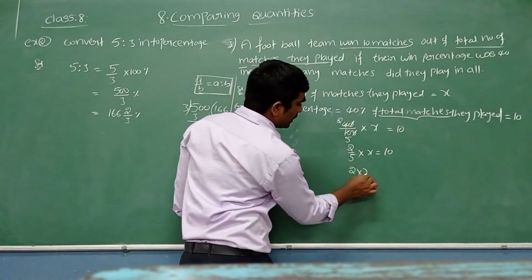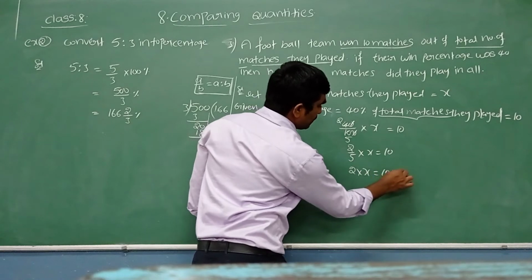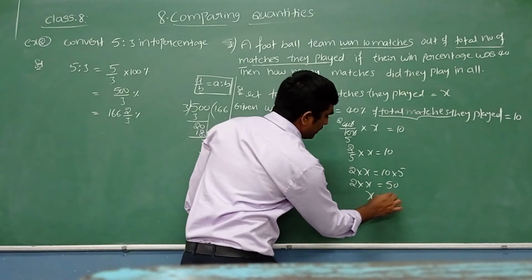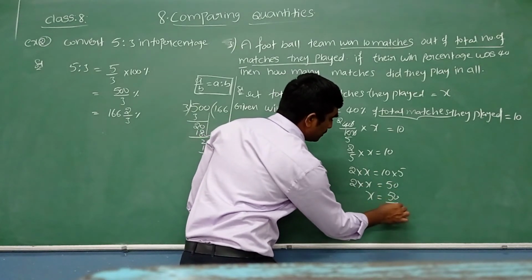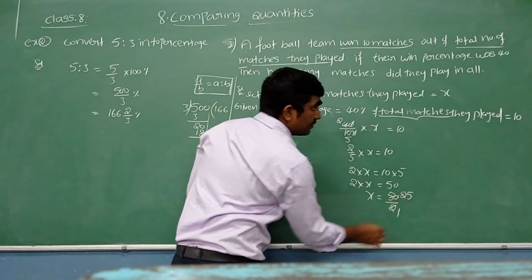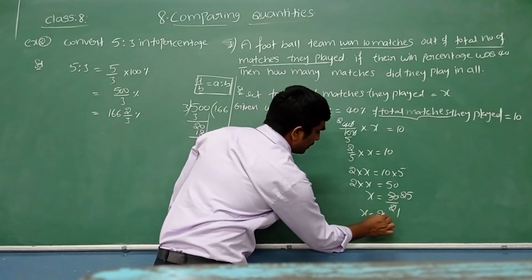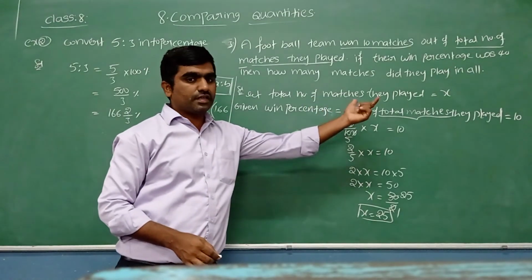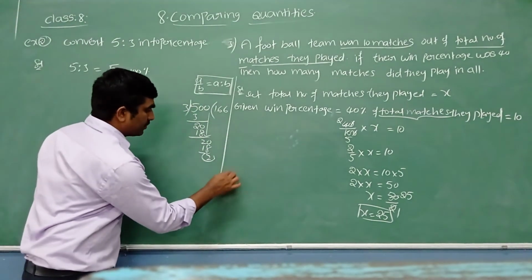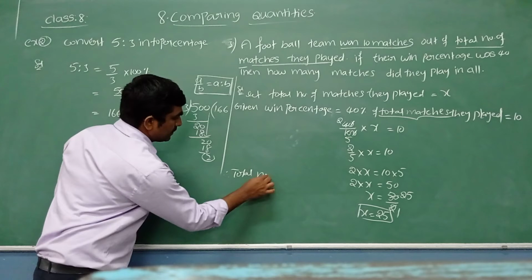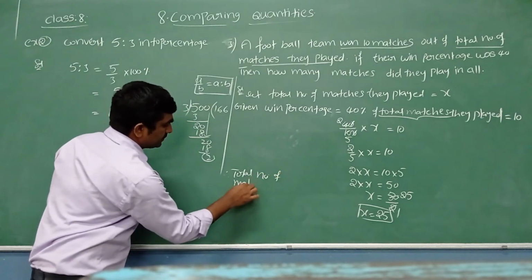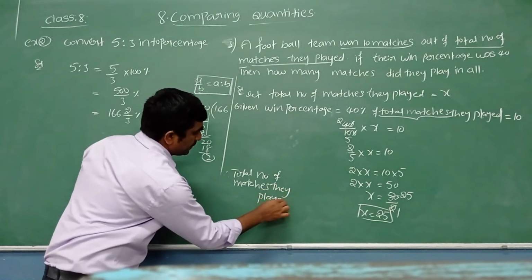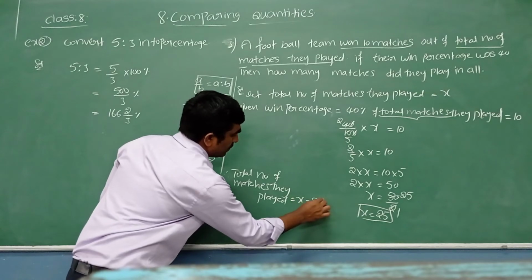Now let me transpose: 2 into x is equal to 10 into 5, transposing the 5. So 2x is equal to 50. I can write x is equal to 50 by 2, transposing the 2. 2 25s are 50, so x is equal to 25. What does x mean here? X is the total number of matches they played. Therefore the total number of matches they played is x, equal to 25.